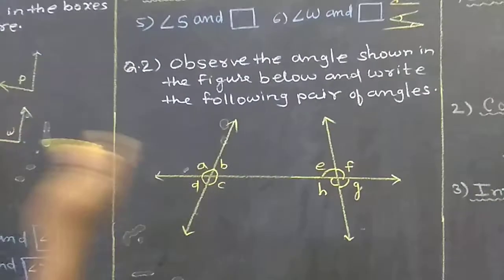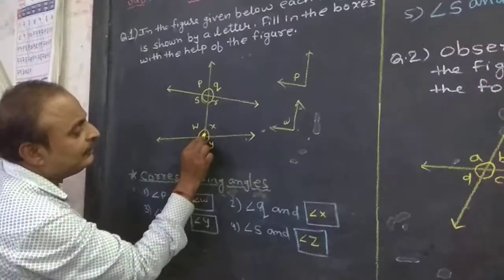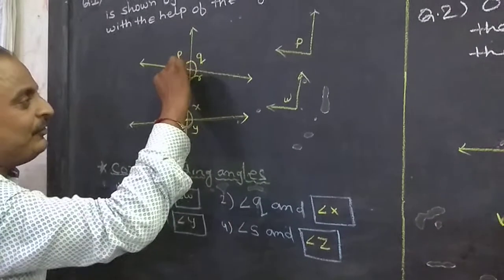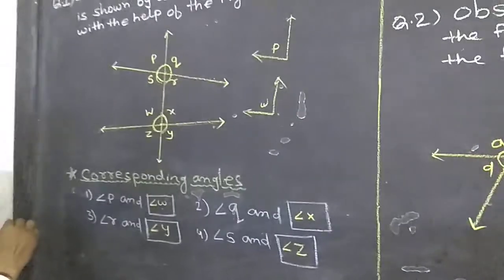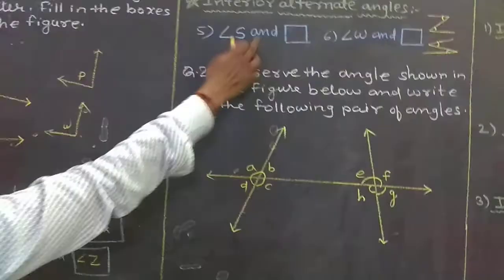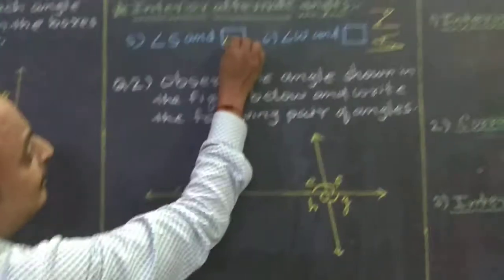Now the shape of interior alternate angles is a Z. See, I think this angle and this angle are forming here a shape of Z. So this and this angle will be known as interior alternate angles. So here it is angle S. So the remaining angle is here angle X. So write down here angle X.